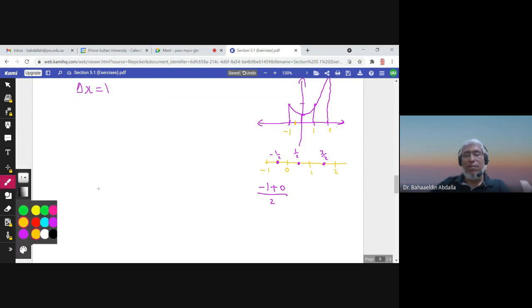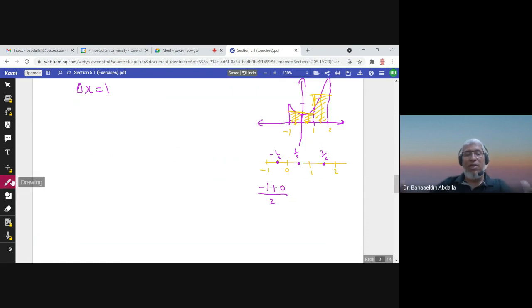Now you do what? From negative half you go up and you sketch the first rectangle. From half you go up and you sketch the second rectangle. From 3 over 2 you go up and then you sketch the third rectangle. So the height of the rectangle would be f of the number in the middle.